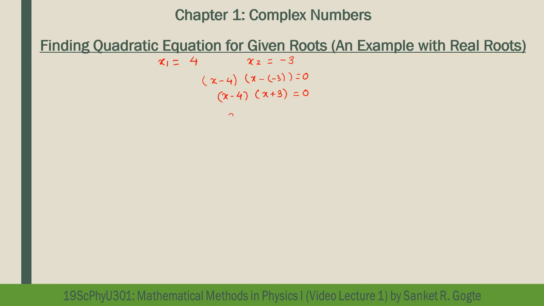So what we get is x square minus 4x plus 3x minus 12 is equal to 0, or x square minus x minus 12 is equal to 0. So this is the quadratic equation for which the roots are 4 and minus 3. We can easily check that.